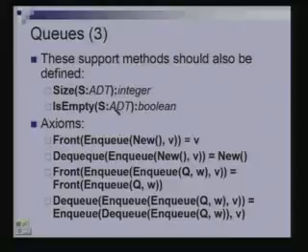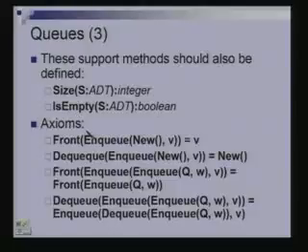Besides that, we also have some other support methods to implement a queue, and one could be size, and one is empty. Size would tell us how many elements are there in the queue, and is empty would tell us whether the queue is empty or not. So it would return true if the queue is empty and false otherwise.